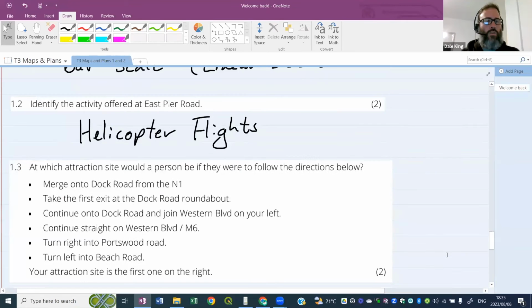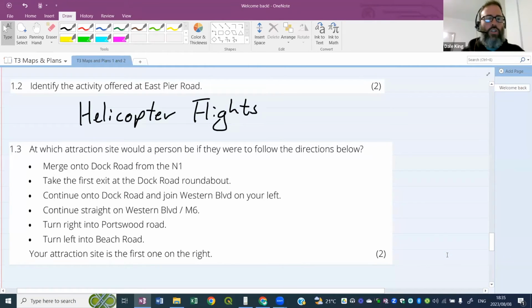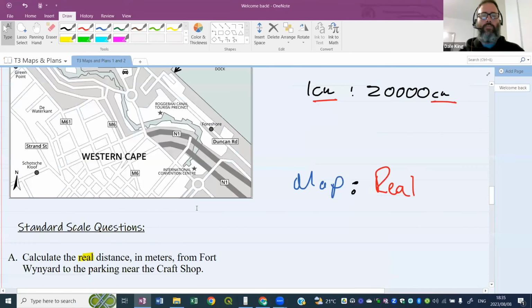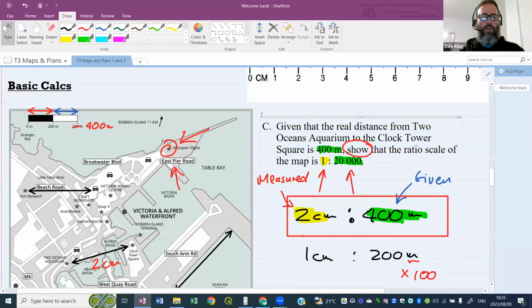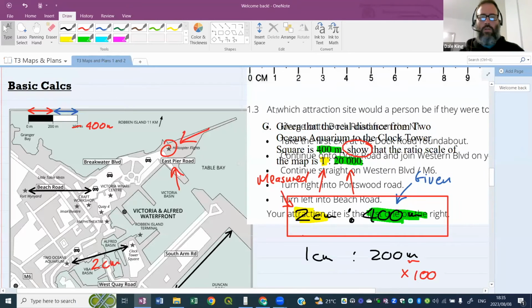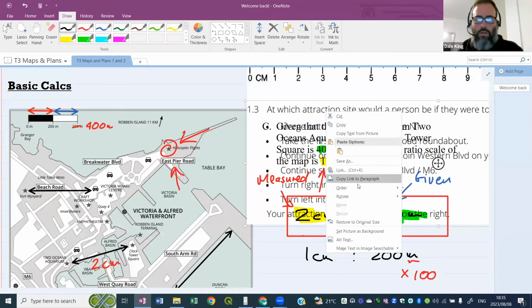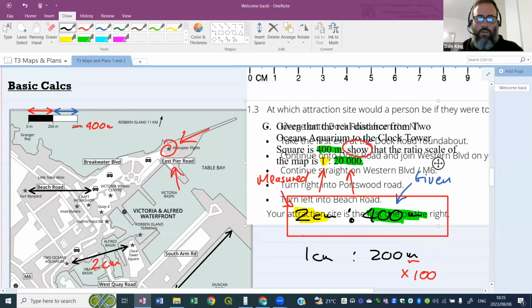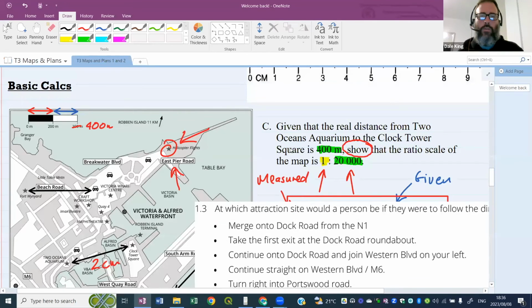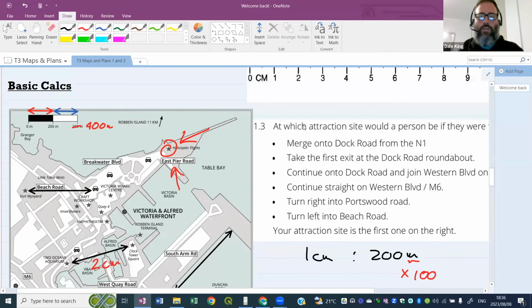All right, next question, 1.3. At which attraction site would a person be if they were to follow the directions below? Now, it's important that I discuss this. I want to bring it up to the map, and we're going to put it here. Hold on a second. I'm going to have to delete this. All right, let's delete the other question. Oh, there we go. All right, there it is.